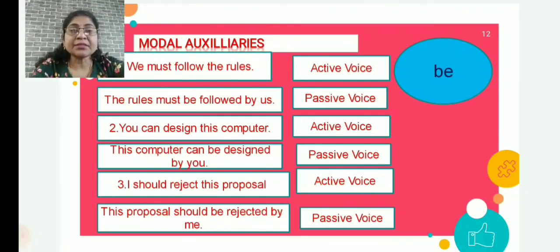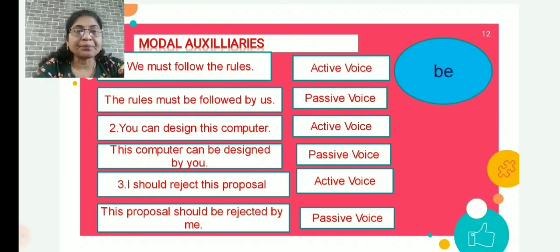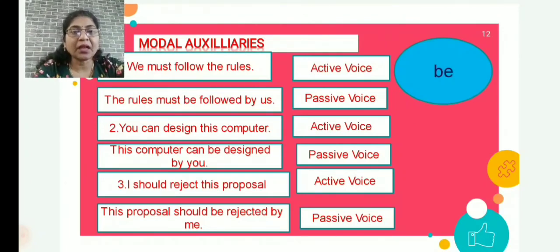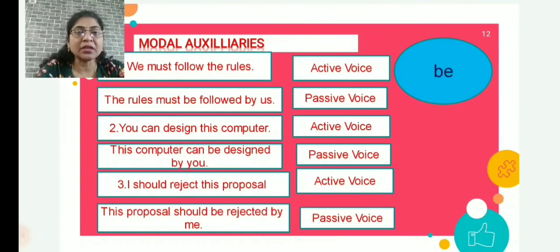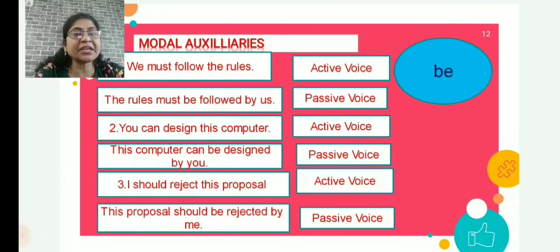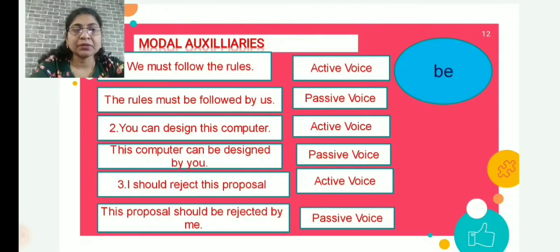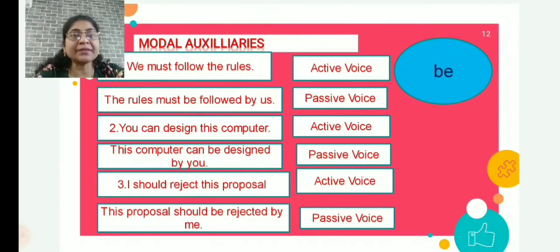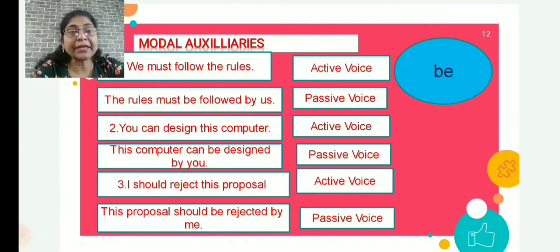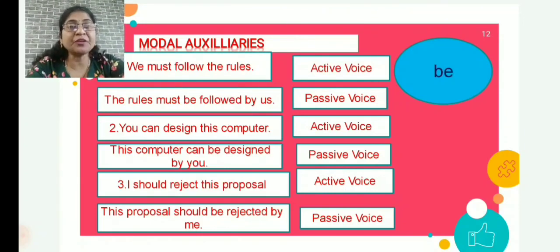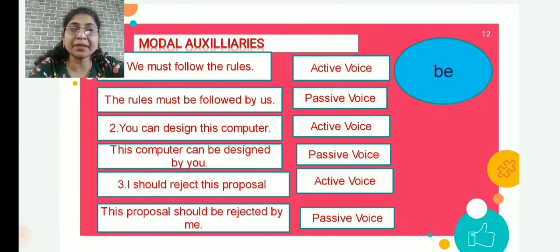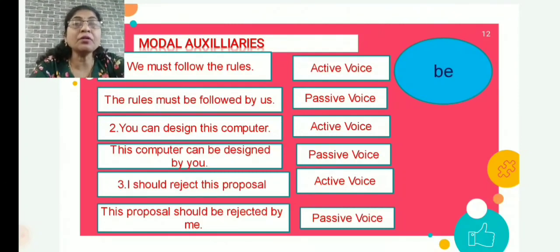Then second sentence, you can design this computer. This computer can be designed by you. I should reject this proposal. This proposal should be rejected by me. Same formation, only be is added. So I think you all must have understood how to change active voice into passive voice of different tenses. And as I told in the beginning, only 8 tenses are there in which we can change active into passive voice.